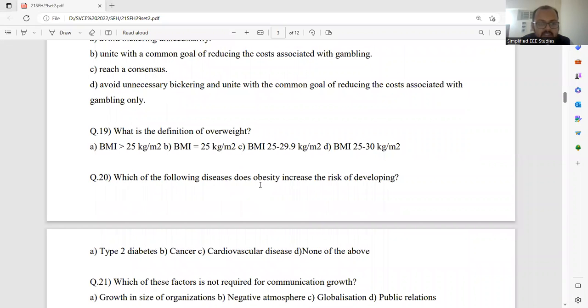Which of the following diseases does not obesity increase the risk of developing? Which would be the right answer? Question number 20, please identify. Which of the following diseases does obesity increase the risk of developing? Type 2 diabetes, cancer, cardiovascular diseases, none of these. Definitely, I'm going to select option C, which is the exact answer for this question.